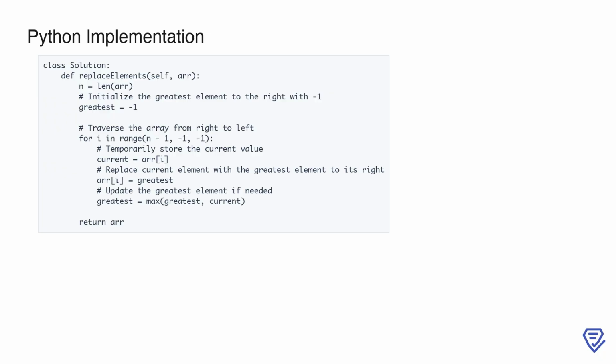Index 1, replace 18 with 6, update greatest to 18. Index 0, replace 17 with 18, greatest remains 18. Final output, 18, 6, 6, 6, 1, -1. This efficient and concise approach ensures correctness while minimizing both time and space usage.